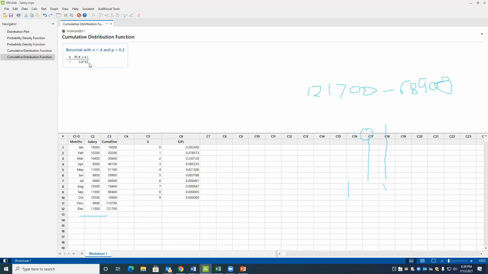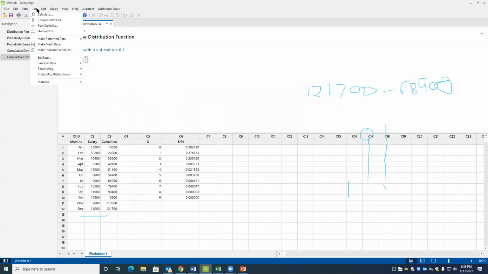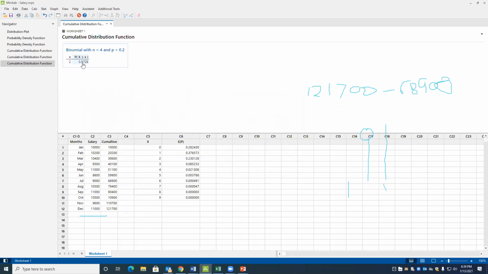If they said at least 3, then we are not counting 2, so 3, 4, 5. So what we are going to do is calculate probability distribution, binomial, and here instead of 1, we are going to put 2, and the probability up to 2 is 97.2, 0.9728. Subtract from 1, and the answer is almost 2.6 something, 0.026 something. That would be the answer.